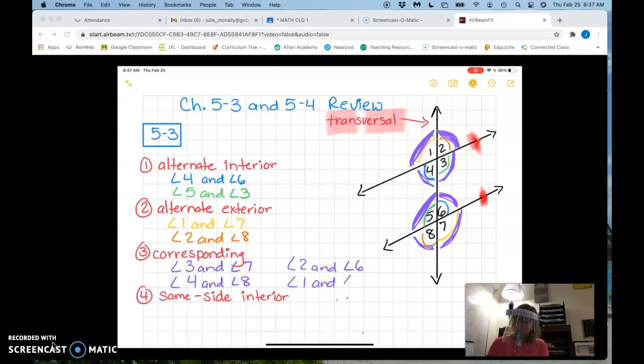All right, so those are all your corresponding angles, and corresponding angles are congruent. They're equal to each other. They have the same measure.